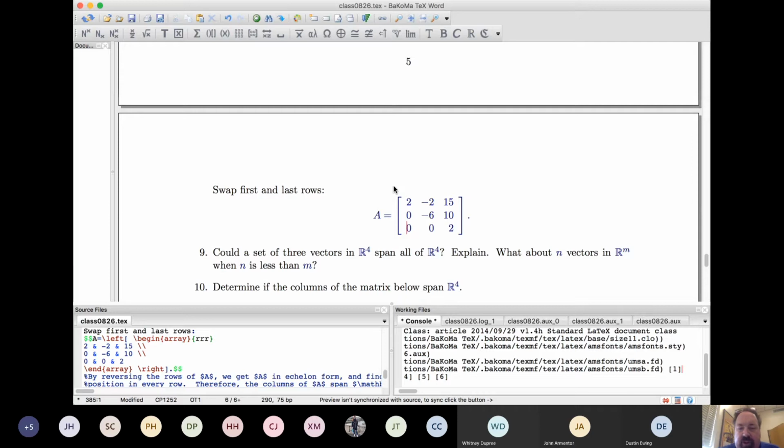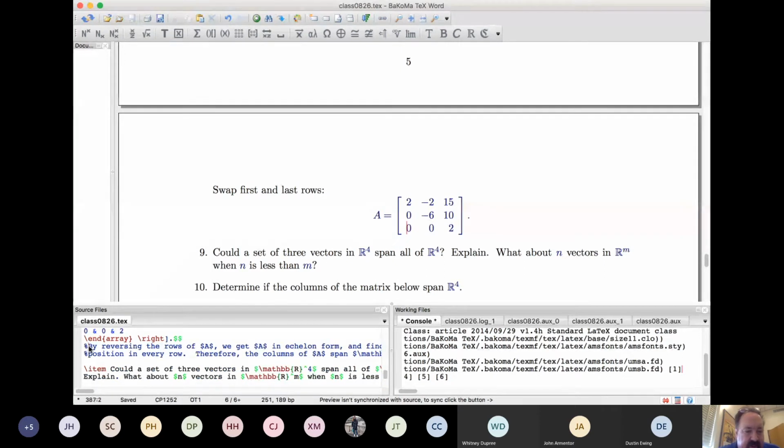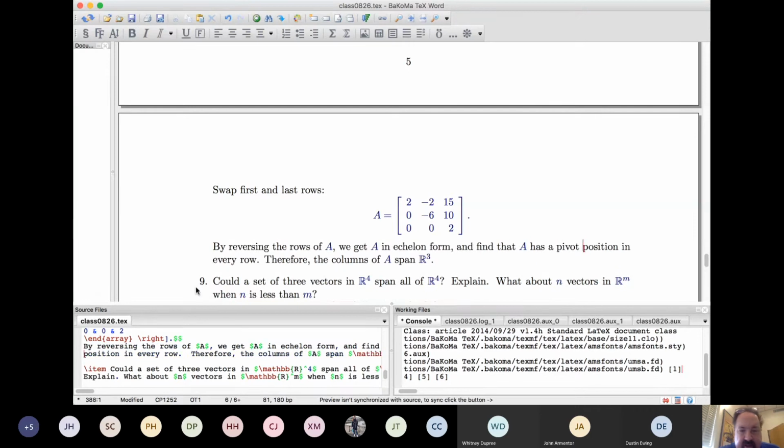So instead of doing the usual row operations where we take a multiple of one row and add or subtract it from another, if we just do a row swap, this is echelon form. And what we can see is that every row does in fact have a pivot position. So yes, the columns of this matrix do span the whole space, R3.